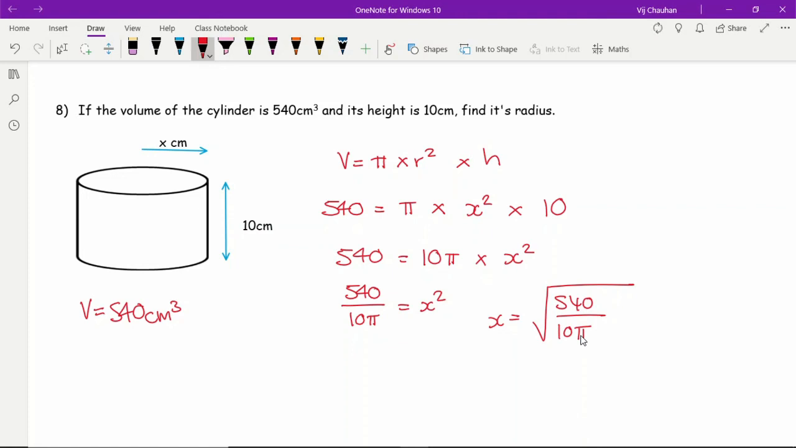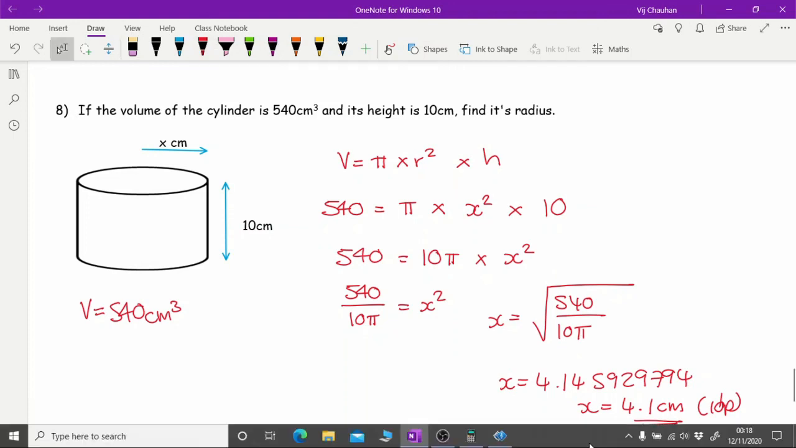into my calculator, using my fraction button if you've got it on your calculator, it's 540 divided by 10 pi, and that equals, so x equals 4.59299794. In other words, rounded gives me 4.1 centimetres to 1 decimal place.